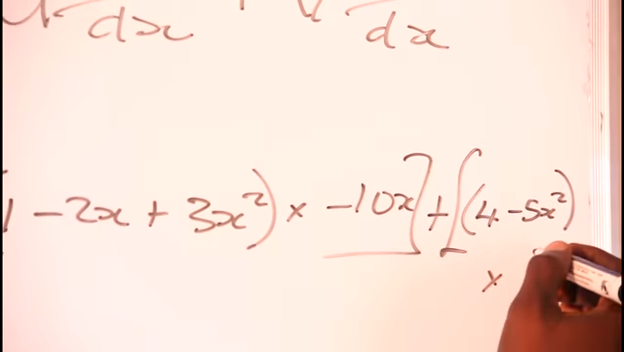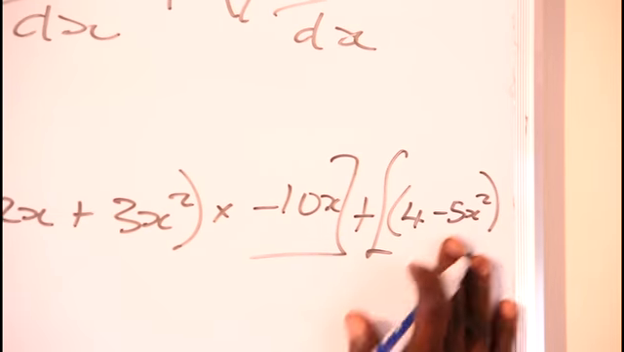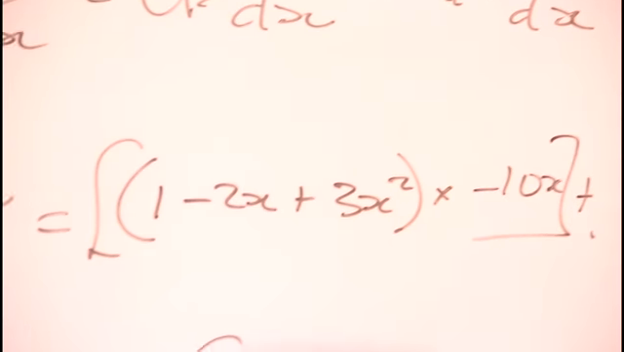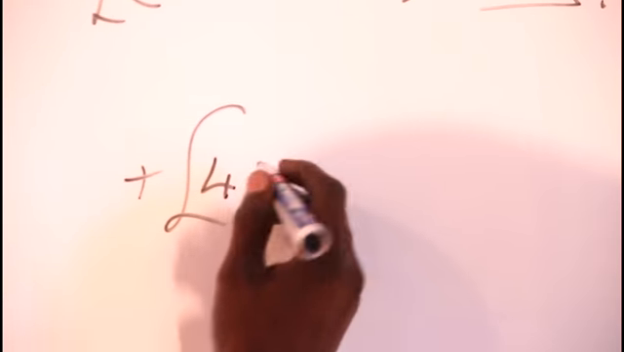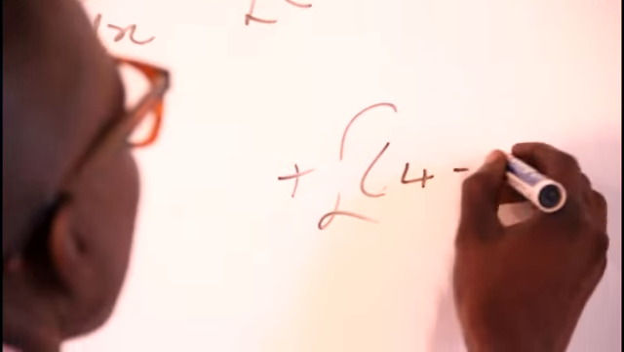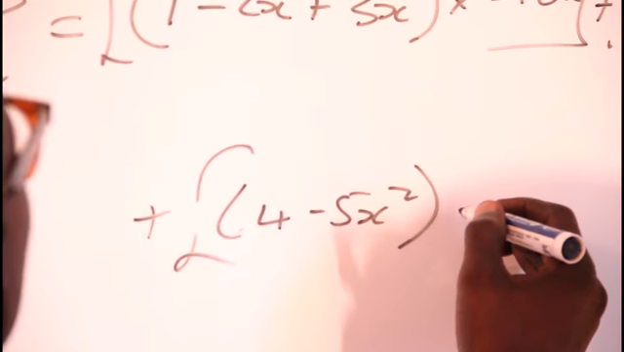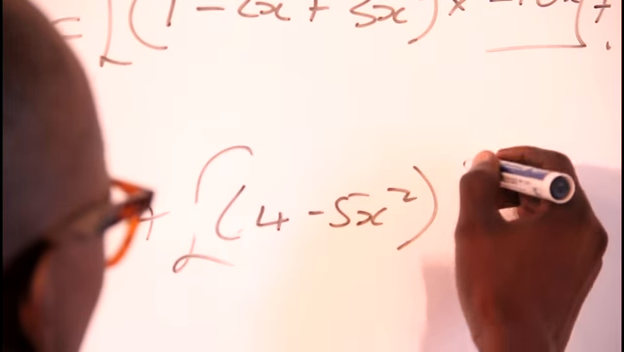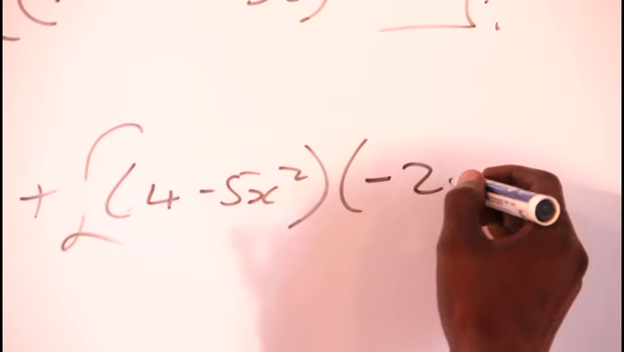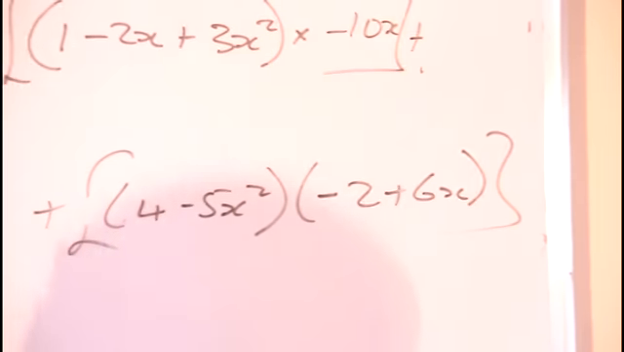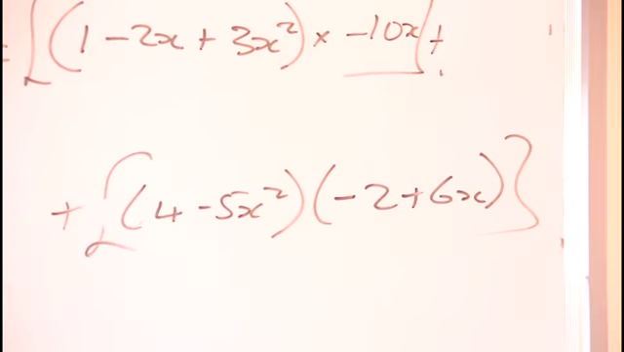And our du over dx is, let me bring it this way. Now say plus. So we now have a parenthesis. So the first one is 4 minus 5x squared, then times du over dx. That will now give you minus 2 plus 6x. Close it.